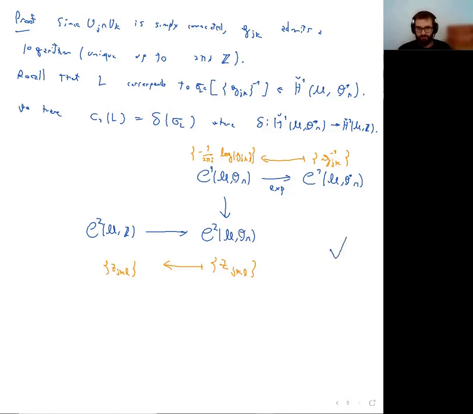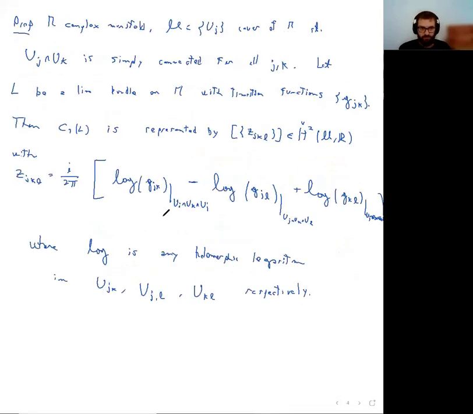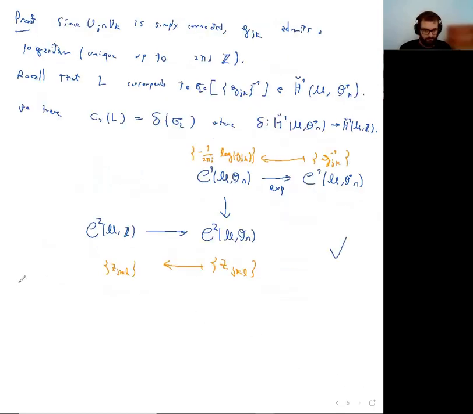So this proves this representation. So the first Chern class of a line bundle is represented by this alternating sum of logarithms in this Čech homology with respect to a cover, such that these intersections are simply connected. Okay.